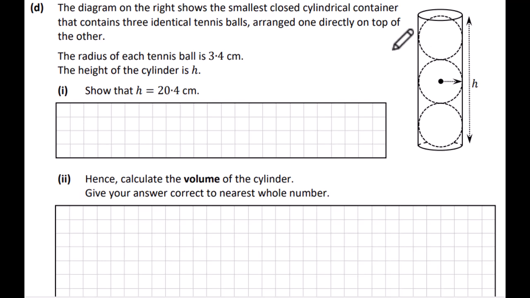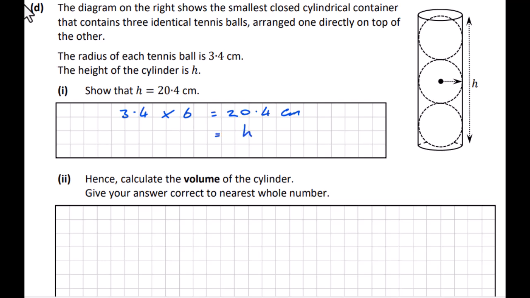So we know that the radius of each tennis ball is 3.4. So the distance from the center here down to here is 3.4. So how many of those distances are there? There are 1, 2, 3, 4, 5, 6. To make up the height, there are 6 of these radii. So it's 3.4 multiplied by 6 and we get 20.4, and this is a distance, so it's just centimeters, so that's equal to our h.